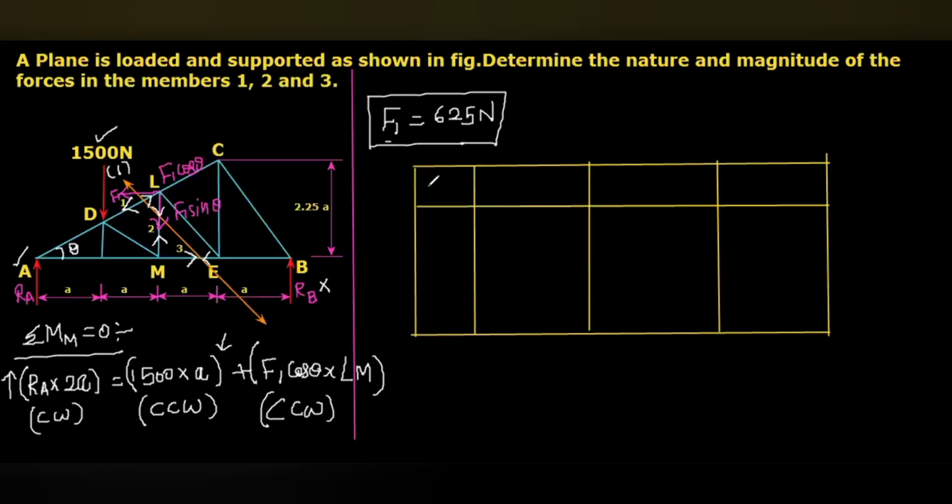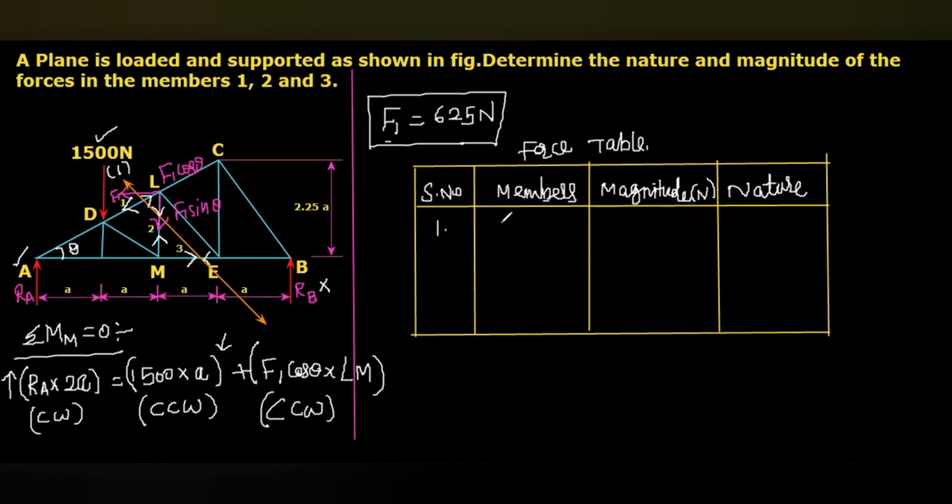So the force table: serial number, the members. Actually, here many members are there, but we only have to calculate forces in members 1, 2, 3. That only we are going to substitute here. Magnitude: all the values are in Newton, that I'm going to put here commonly. Then nature, either compressive or tensile.